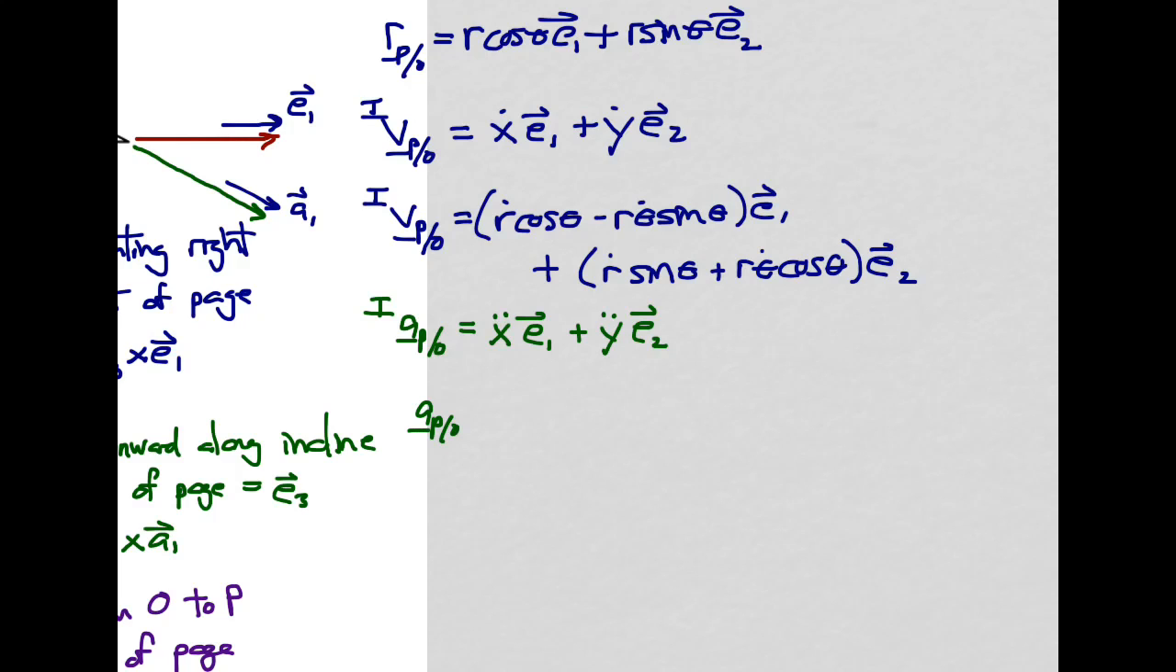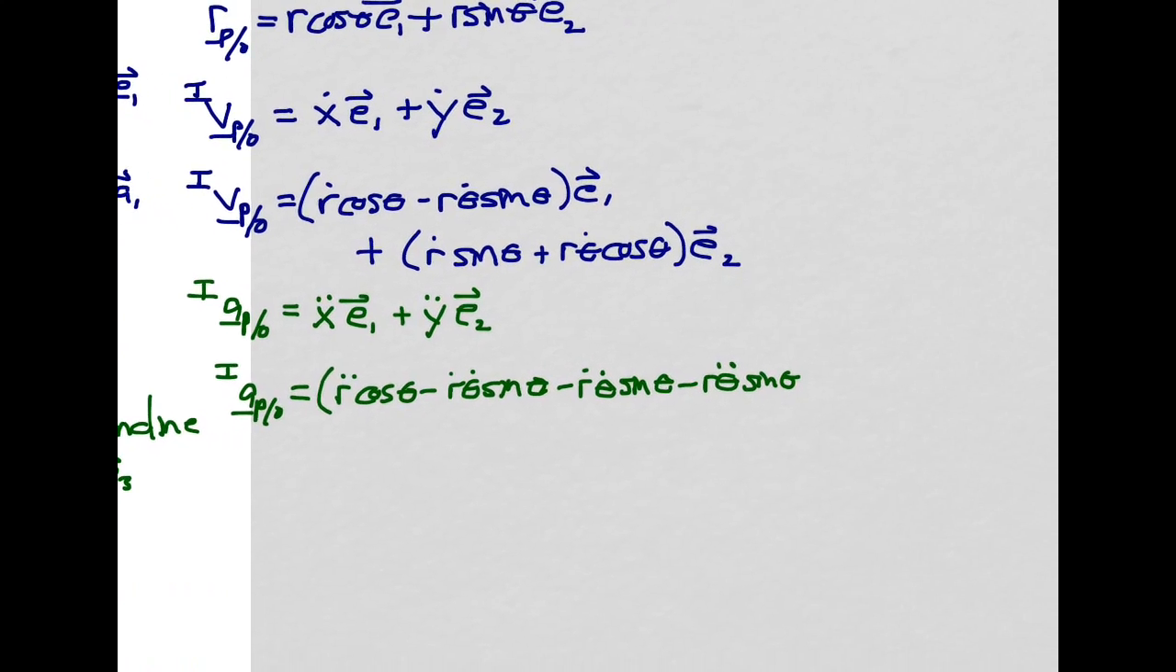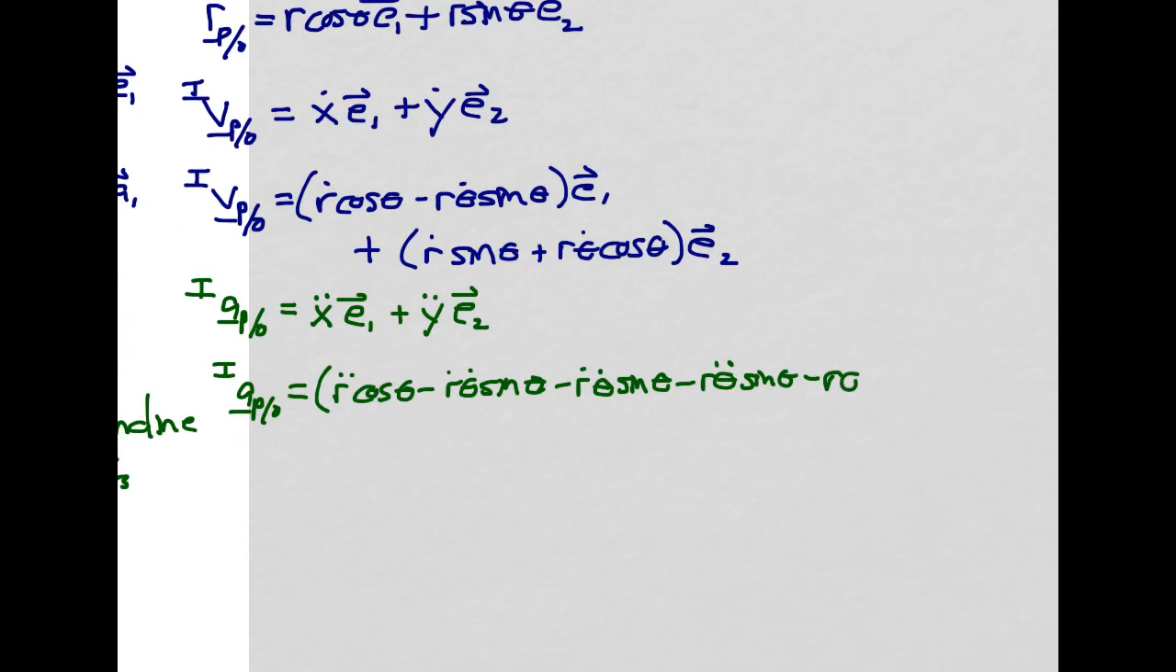acceleration of P with respect to O in the inertial reference frame is equal to r double dot cosine theta minus r dot theta dot sine theta minus r dot theta dot sine theta minus r theta double dot sine theta minus r theta dot squared cosine theta, all in the E1 direction.